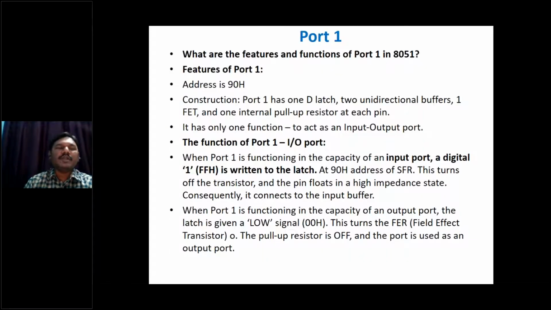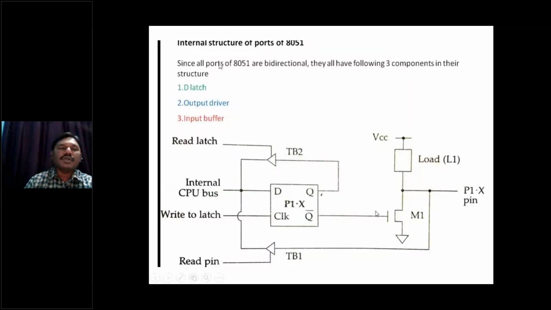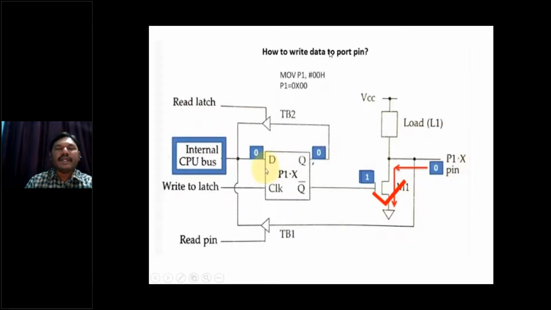Right, now port 1. The function of port 1 is only for IO port. So here you can see that basically every port has a D latch, output drivers which are buffers, and input buffers. These are the input buffers and this is called the output driver. So now how to write the data to a port pin, here you can understand.